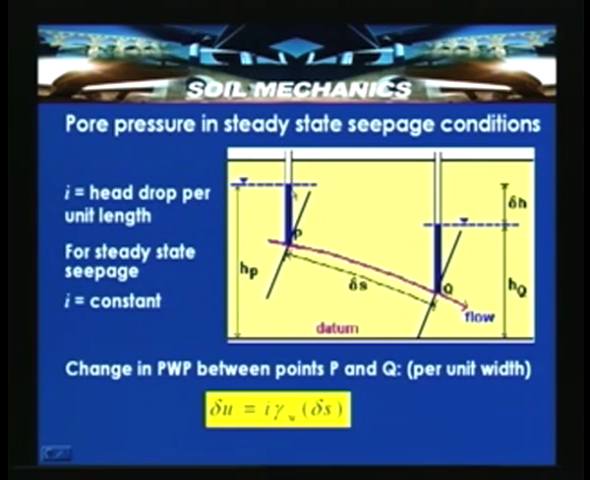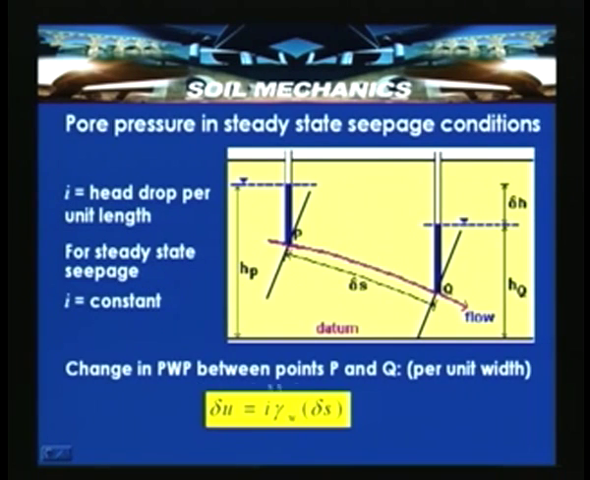Assume that this is a potential line here, and another potential line approximately drawn orthogonal to it, and delta S is the length of the flow line over which the flow is taking place. Delta H is the head loss, or drop, which occurs between the potential lines passing through points P and Q. That is delta H by delta S, which is nothing but the hydraulic gradient. So for steady state seepage conditions, I is equal to constant.